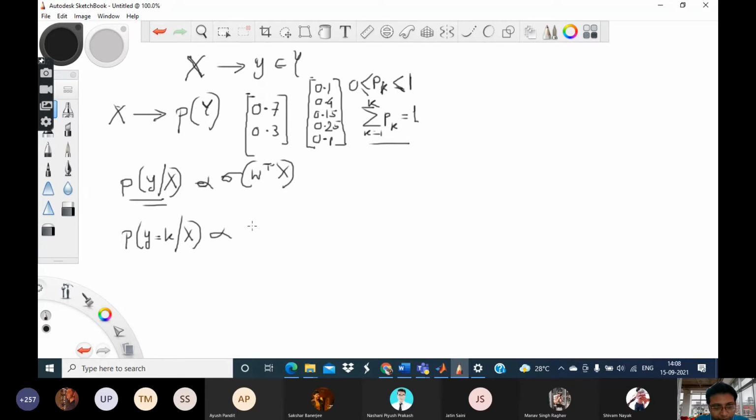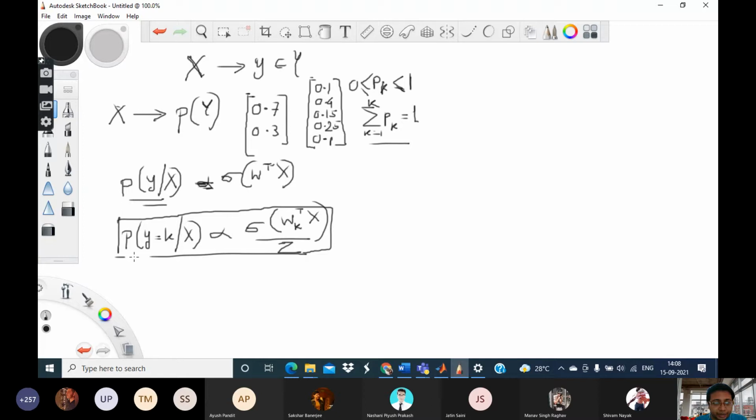It is proportional to, in this case equal to, exp of wk transpose x. The parameters are the wk's for the different classes, and since this is proportional, we have to normalize it by an appropriate proportionality constant. We saw what that value must be: you just add up these terms for the different values of k. This is what we did in the last class.